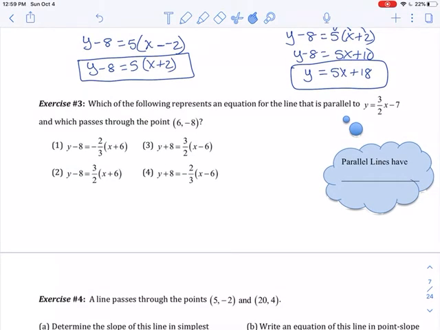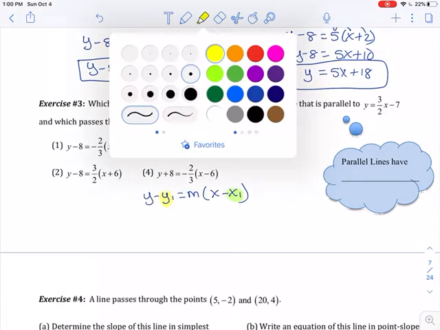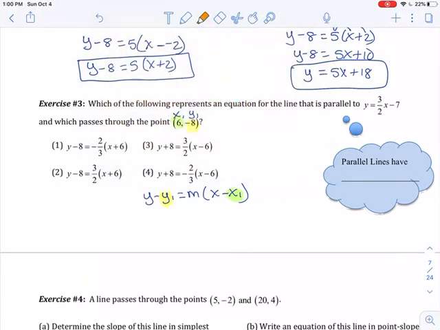All right, exercise 3. Which of the following represents an equation for the line that is parallel to y equals 3/2 x minus 7 and which passes through the point (6, -8)? So this is my x1 and my y1. All right, and I'm using that point-slope form of a line. This is my x1, I'm going to plug that in for x1. This is my y1, I'm going to plug that in for y1.